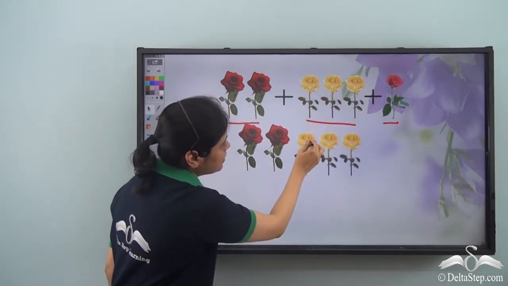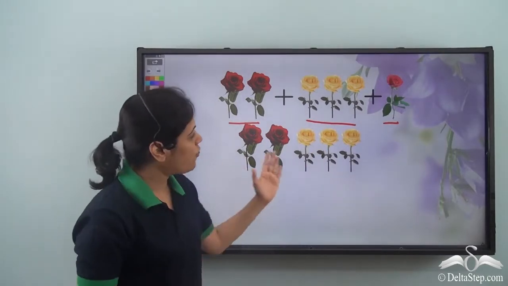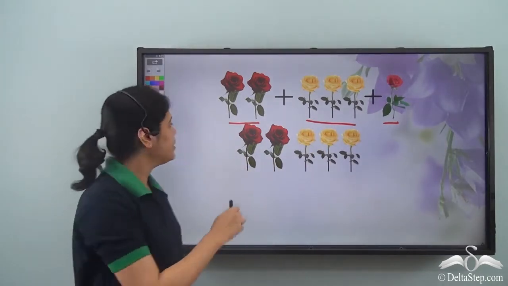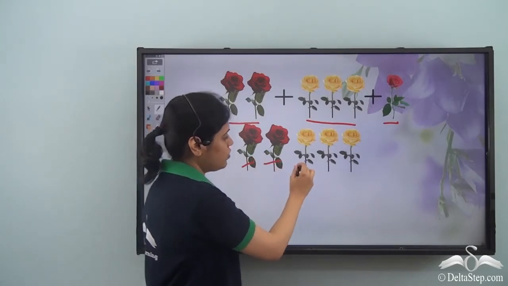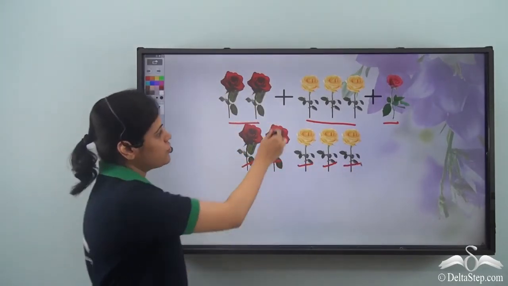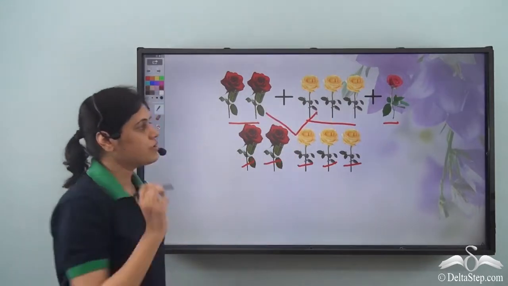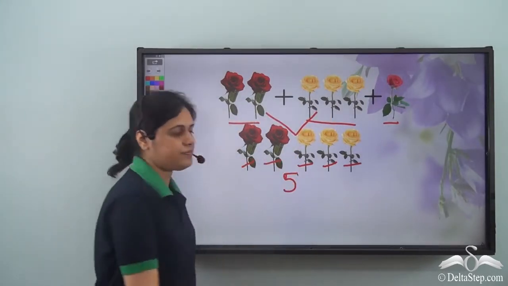and three yellow roses together. So, how many roses do we have now? Let's count. 1, 2, 3, 4, 5. So, these two together give us 5 roses.